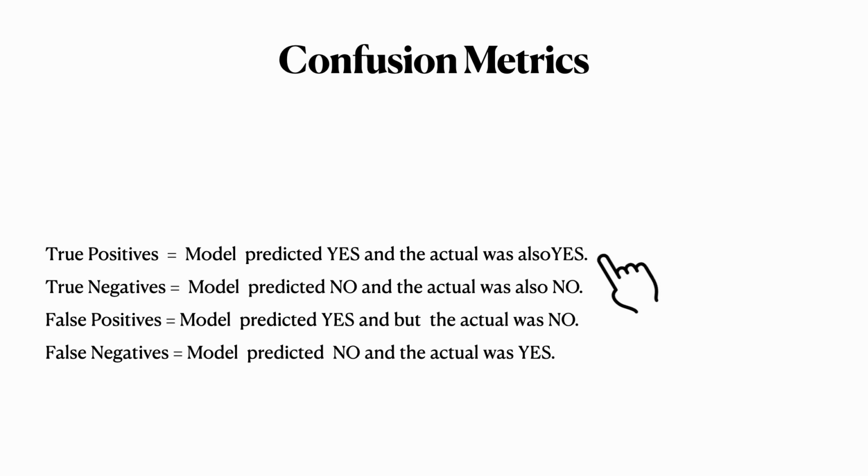True positives are when the actual was a yes and the model predicted a yes. The true negatives are when the actual was a no and the model predicted a no. False positives are when the actual was a no but the model predicted a yes. And false negative is when the actual was a yes but the model predicted no. These true positives, true negatives, false positives, and false negatives are used in the confusion matrix.